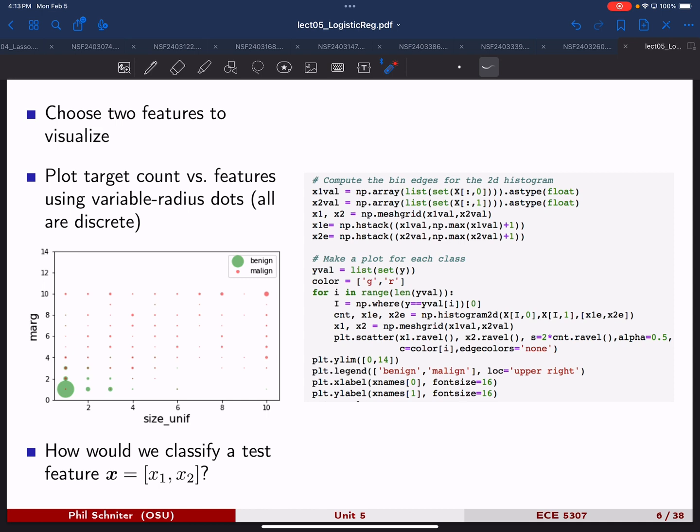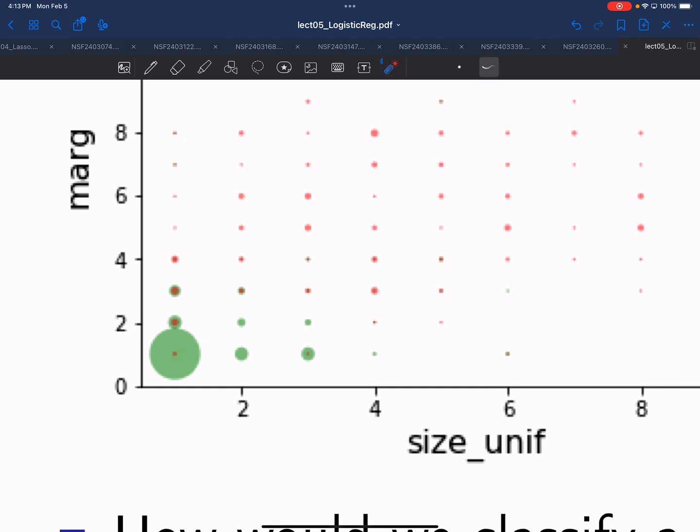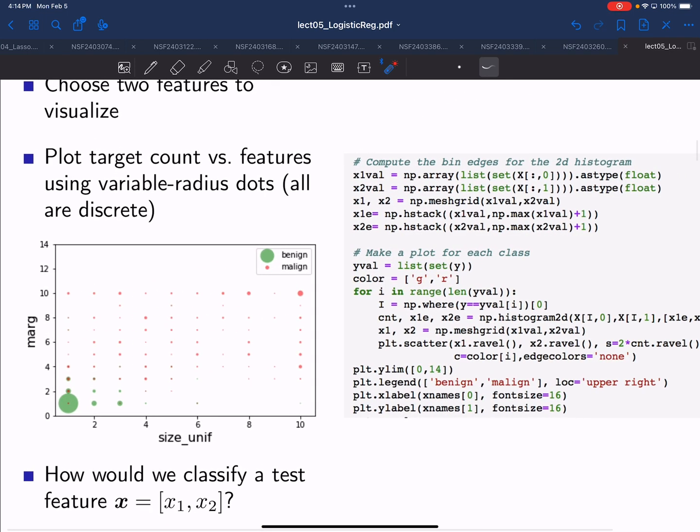Because the samples end up falling on top of one another, what we're going to do is make a dot whose size increases the more samples that are at that location. So this big green dot here, there's actually a small red one inside, but this big green dot means that for that combination of features, almost all the samples were benign. On the other hand, over here, lots of samples were malignant, and so that's the data set. So in order to plot this, we had to do a bit of extra work, but it can be done.